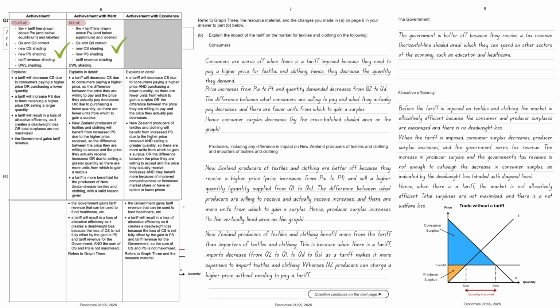So for question B, to get achieved, for the consumer's part, you have to say that a tariff will decrease consumer surplus due to consumers paying a higher price or purchasing a lower quantity.